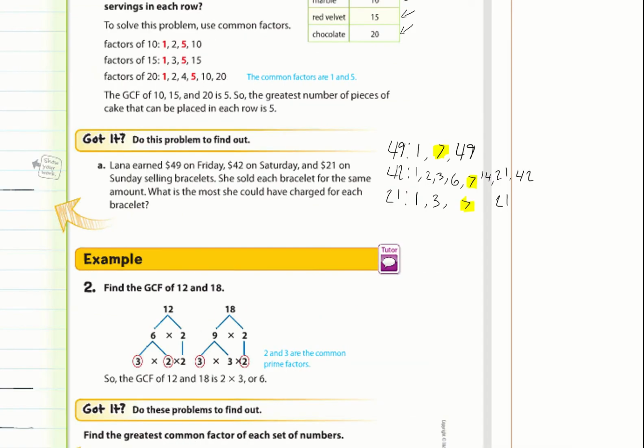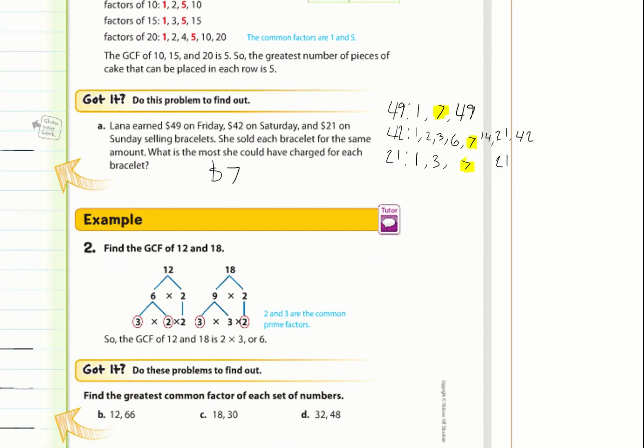So to the right, I have all my factors listed. So 49, we have 1 times 49, then we have 7 times 7. I only need to put 7 once, I don't need to put it twice, that's why there's only one 7. For 42, we have 1 times 42, 2 times 21, 3 times 14, and 6 times 7. For 21, we have 1 times 21 and 3 times 7. If you notice, I've already highlighted the greatest common factor. So she can charge $7 for each bracelet. That's the most she can have charged.